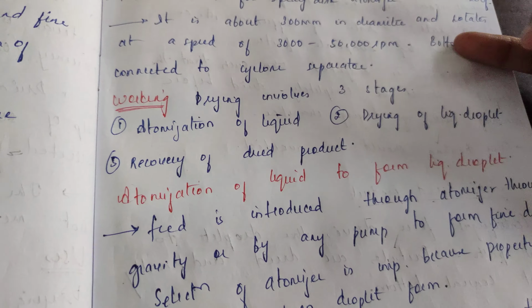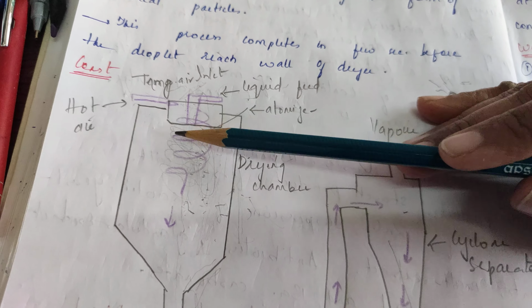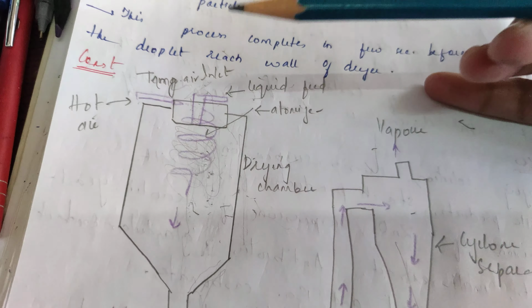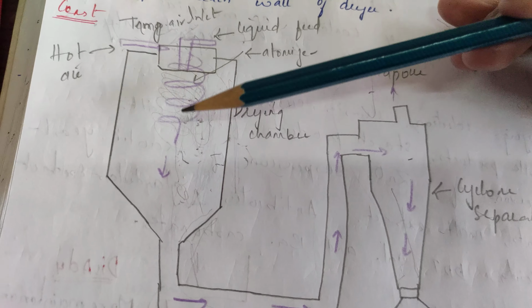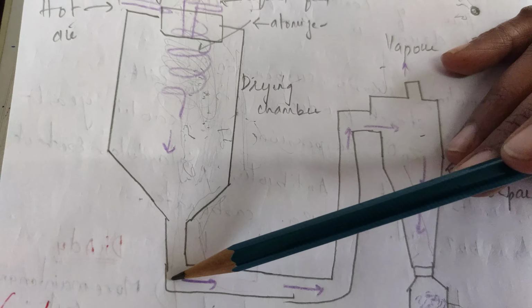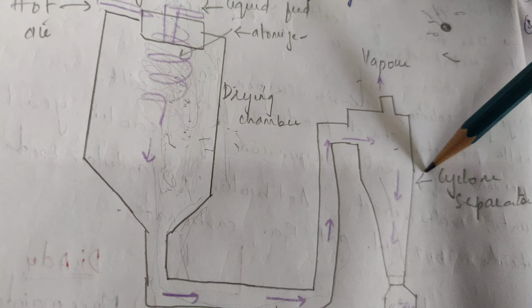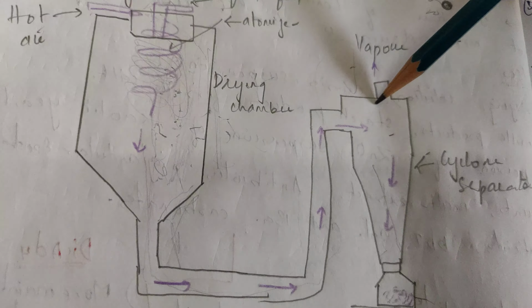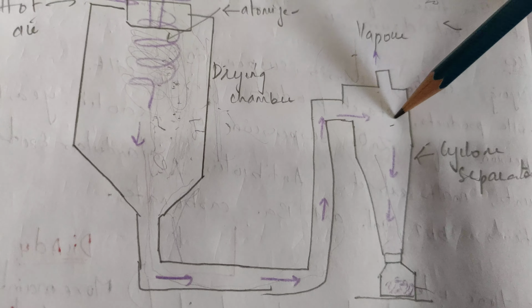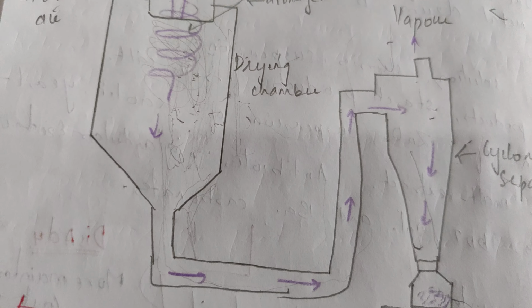Now the next point is recovery of the dried product. Here centrifugal forces take place inside whenever the atomizer is activated. After drying of the product, due to centrifugal forces, the dried product is completely directed toward the cyclone separator. Centrifugal forces push the material from the drying chamber to the cyclone separator, and in the cyclone separator the dried product is completely collected, and any vapors are evaporated from the top of the cyclone separator.